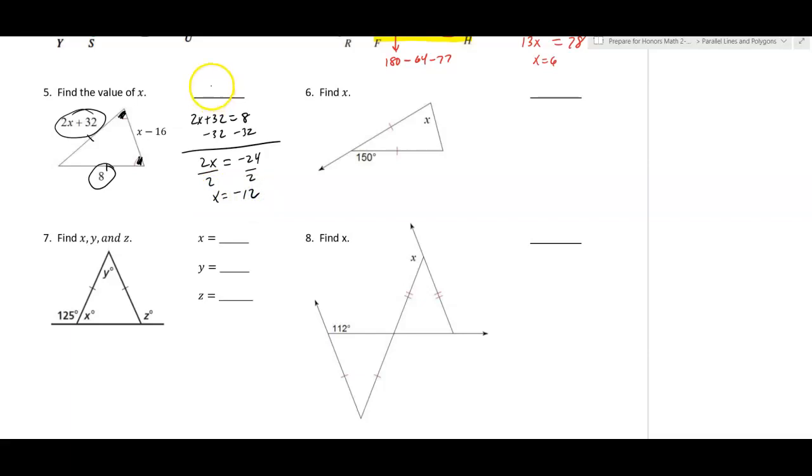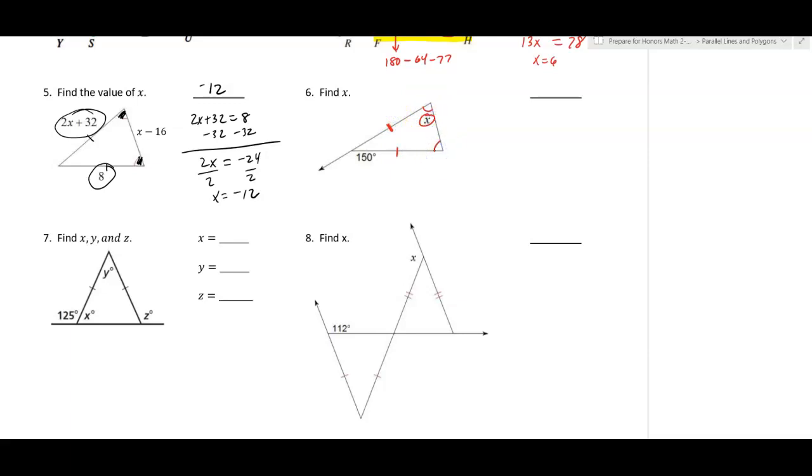Okay, so you're probably wondering, how can x be negative? It's okay for x to be negative. The angle measure when you plug it back in, or the side length when you plug it back in, cannot be negative. Example 6. First thing I'm going to do to find x, I notice these sides are congruent, which means these angles are congruent.